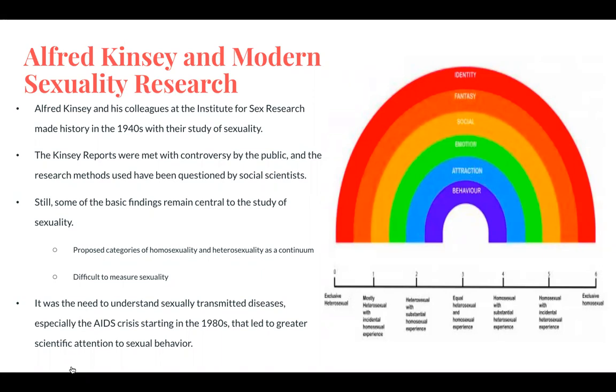And even today, some of their research methodology has been questioned by social scientists. Did they blur the line of ethical behavior in this early research? But some of those basic findings do remain central to the study of sexuality, even today. And two of those basic findings, I've already kind of even discussed, which is that, first of all, the proposed categories of homosexuality and heterosexuality are actually a continuum, right? They aren't just these separate categories. You aren't either heterosexual or homosexual, but in terms of your behavior, in terms of your attractions, you're probably on this continuum. And it's difficult to measure sexuality. It was difficult in the 1940s, and it's still difficult in the 2020s.